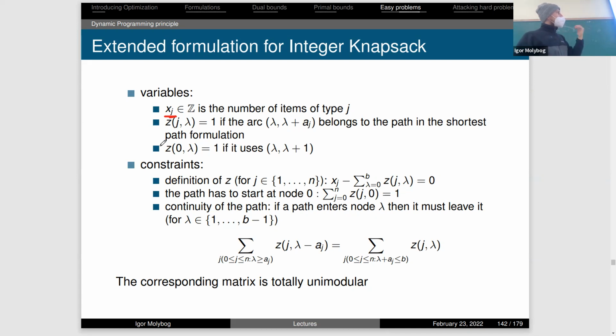It is kind of interesting, but also you need to understand that the number of variables here is exponential in B, so it's still an exponential algorithm. No magic here. Easy problems are easy, hard problems are hard.